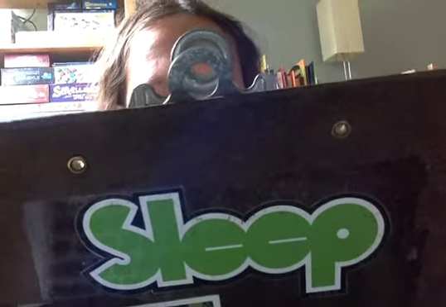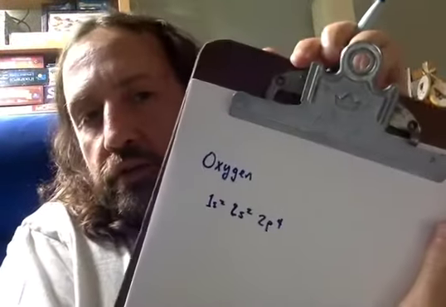So that's going to be 1s2, 2s2, 2p4. So there's oxygen: 1s2, 2s2, 2p4. Now, when I do the orbital notation, also easy.